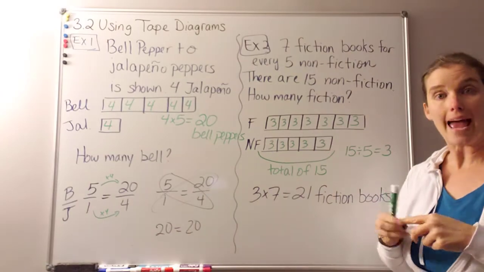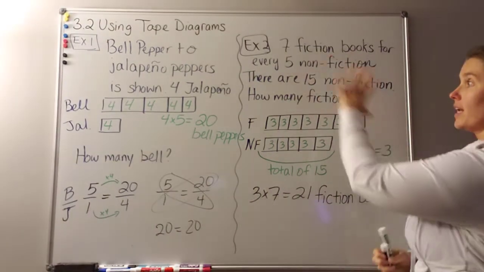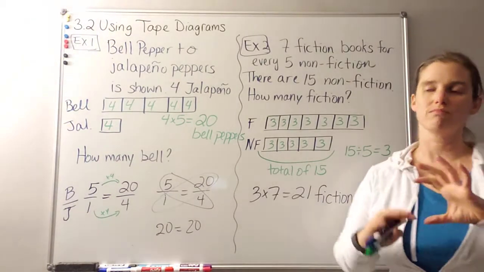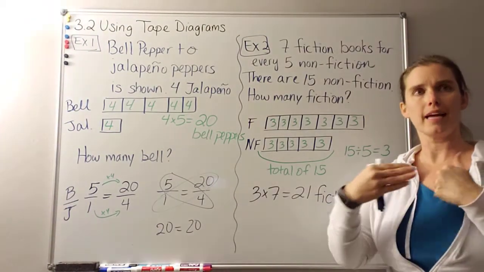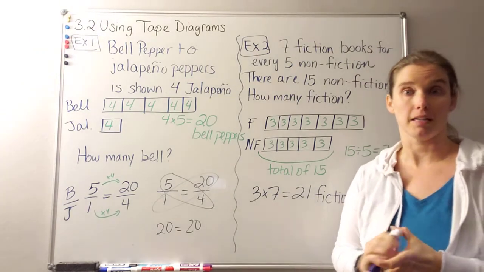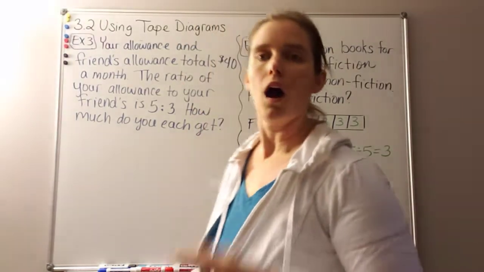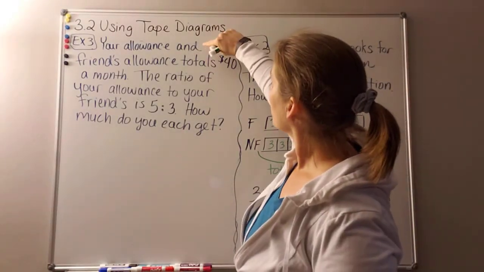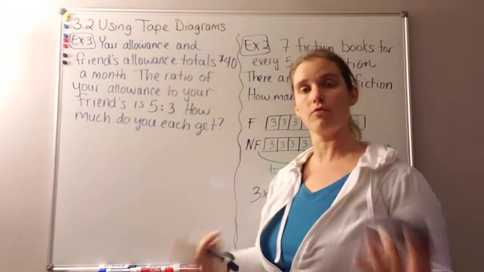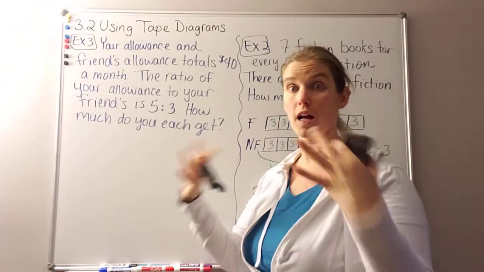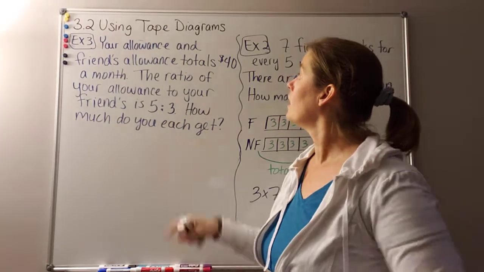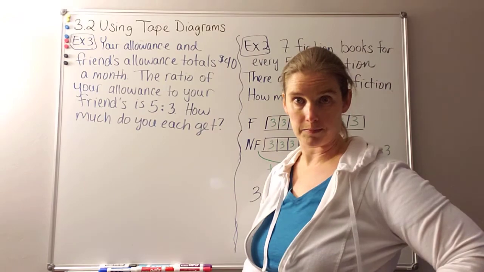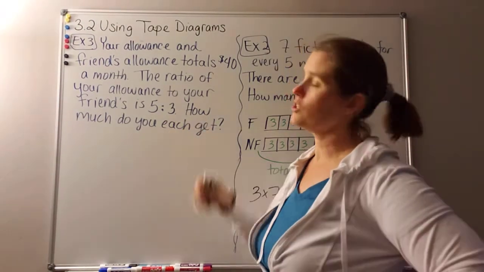Okay, now we're going to take a look at these 2 ideas together and use it to adjust a little and expand on our thinking a little bit. Okay, so we're going to look at our 3rd example here. Your allowance and your friend's allowance total $40. It's actually per month. So $40 between you and your friend for a month. The ratio of your allowance to your friend's is 5 to 3. So how much do each of you get?